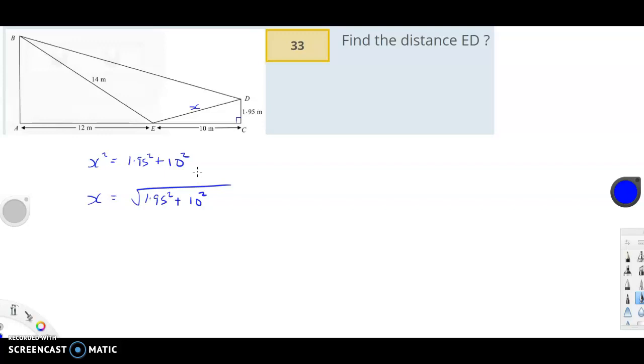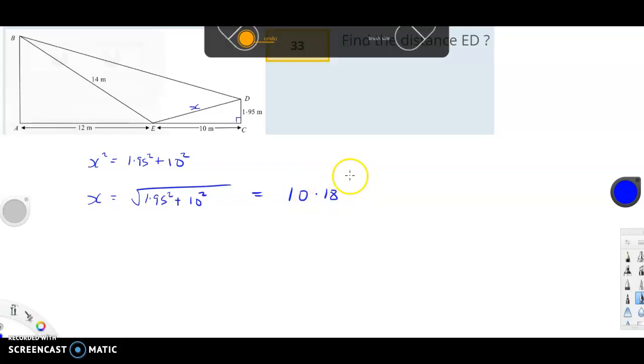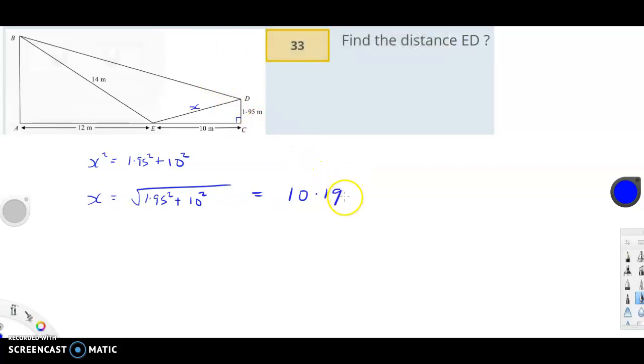gently. So we'll get our square root key, and then 1.95 squared plus 10 squared, all underneath the square root key. Press equals, and I have 10.188. So to two decimal places, I'll be going 10.19, and that's going to be meters.